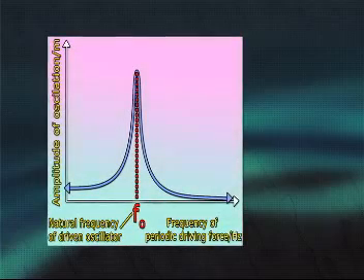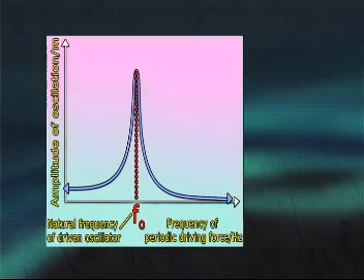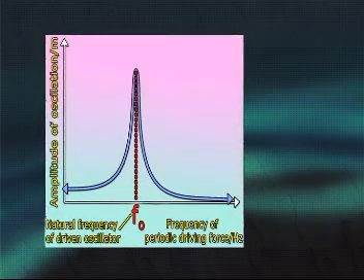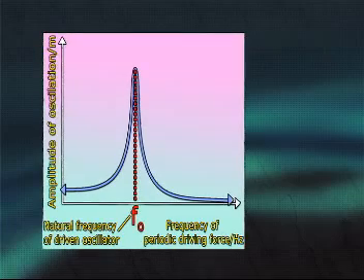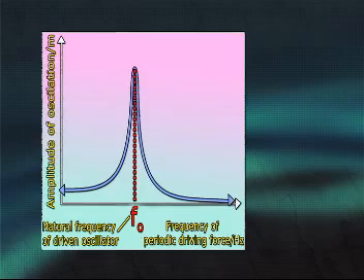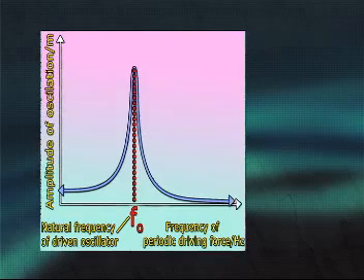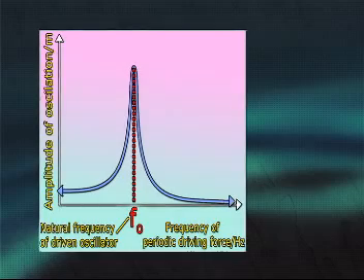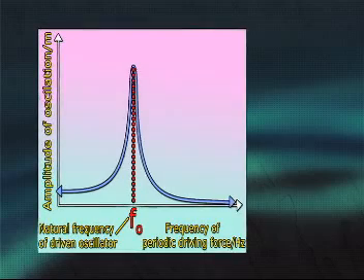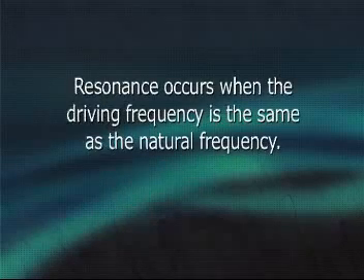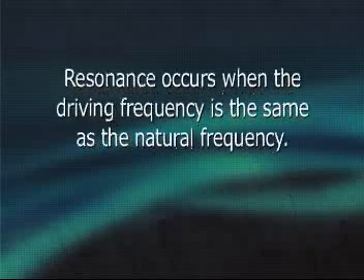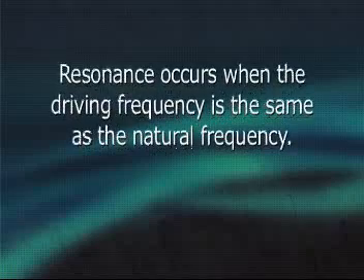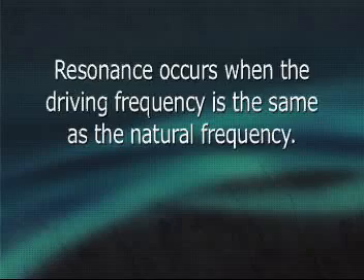When the frequency of the periodic driving force is the same as the oscillator's natural frequency, energy is transferred easily into the oscillation. The amplitude of the oscillation becomes large, sometimes very large. This phenomenon is known as resonance. The natural frequency of the oscillator is often referred to as the resonant frequency.